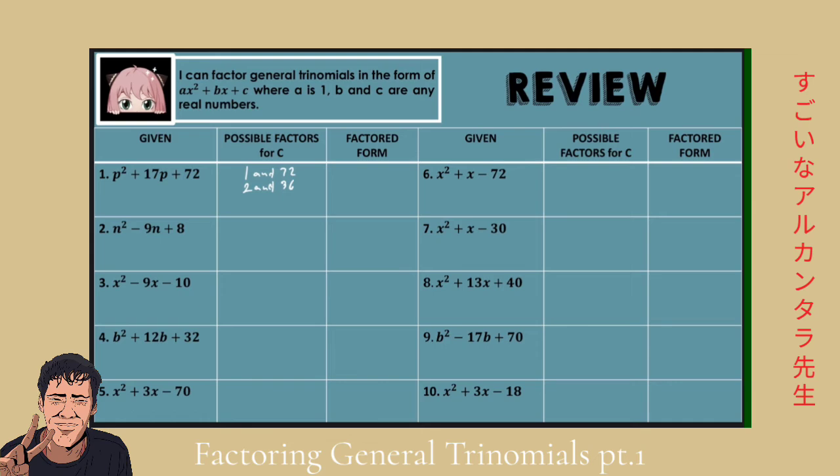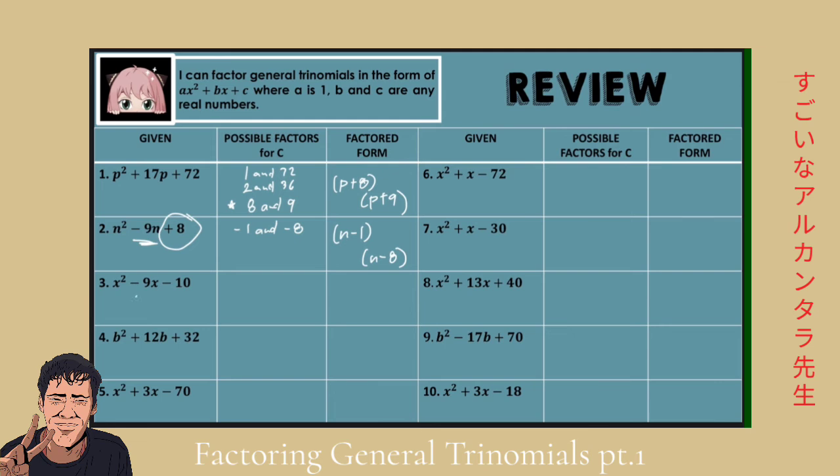So for 72, the answer there that we should use is basically we can have 8 and 9. 8 times 9 is 72. If you add it, it's equal to 17. So the factors here are p plus 8 and p plus 9. Now you have number 2. The middle term is negative, but your last term is positive. So they should both be negative. So we can have negative 1 and negative 8. And that's it. So your answer here should be n minus 1 and n minus 8.